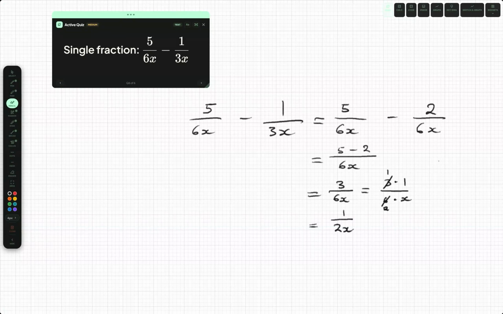Now, you don't have to do this entire part here. It's just to illustrate how we're getting these cancellation numbers to work and what we're actually achieving.